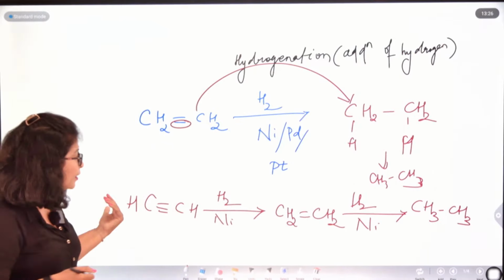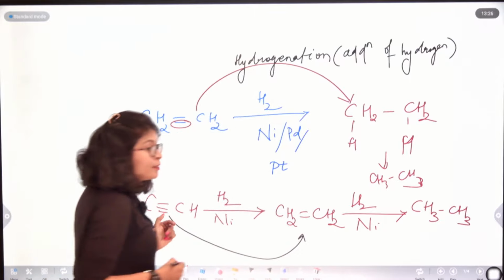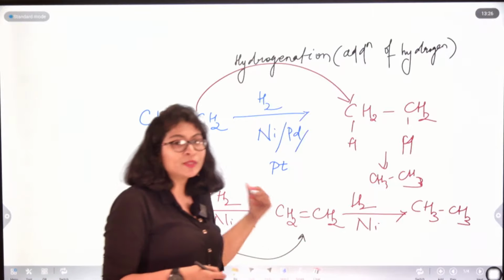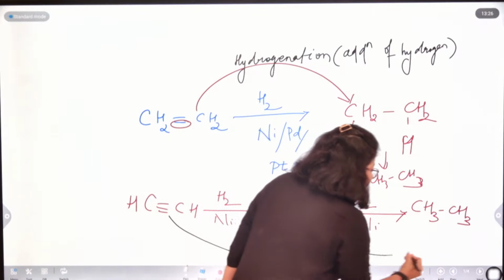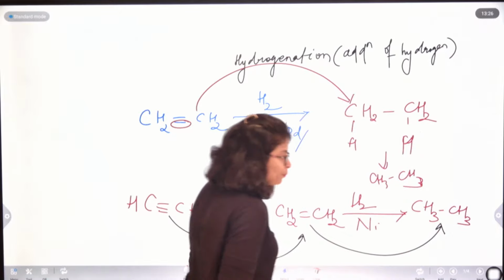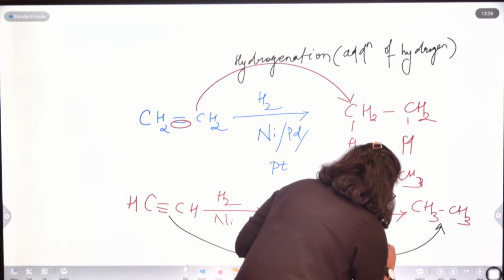In the second case, here I am converting an alkyne into an alkene, but it is still unsaturated. So this process is not called hydrogenation. But from this step to this step, when I am getting an alkane, a saturated hydrocarbon, this step is called hydrogenation.